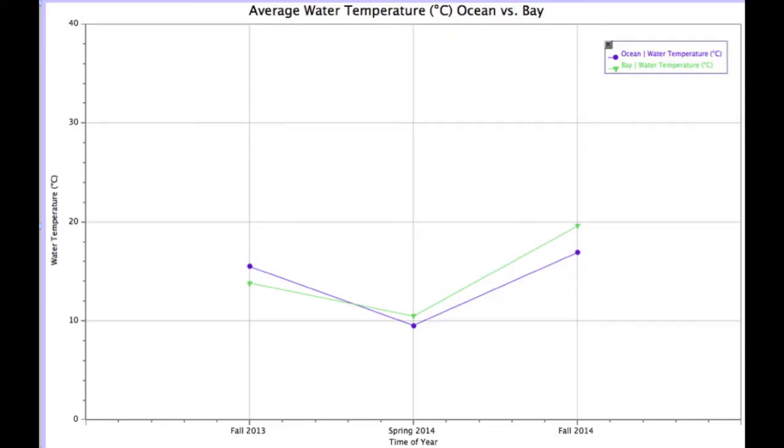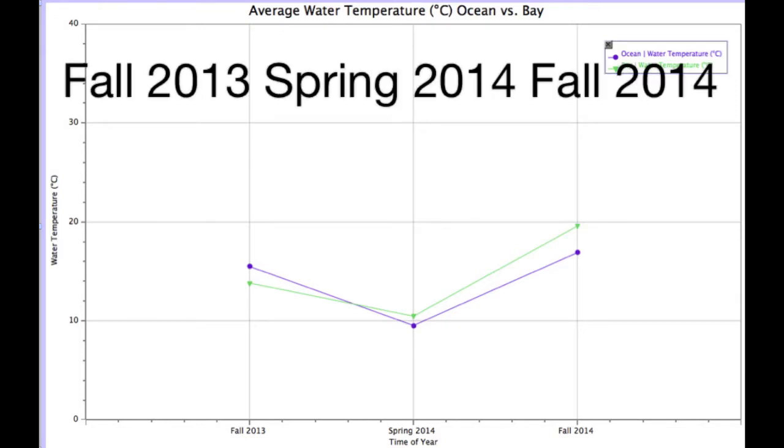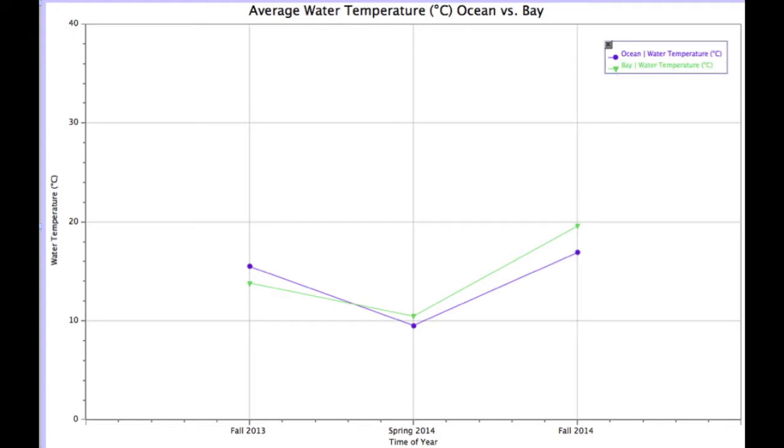This graph shows the data for the average water temperature in the ocean versus the bay in the fall of 2013, spring of 2014, and the fall of 2014. The temperatures taken from the ocean and the bay in both the fall of 2013 and 2014 are warmer than the temperatures taken from the ocean and the bay in the spring of 2014.